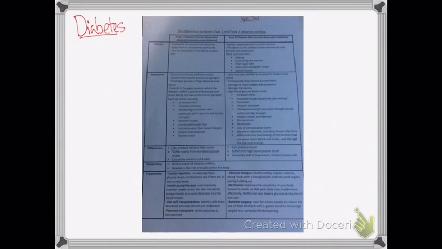It's a bit of homework I had to hand in, but it's a really good table to summarise it. The comparisons between type 1 and type 2 diabetes, and then their treatments, which I'll go through in a bit more detail on the next page.